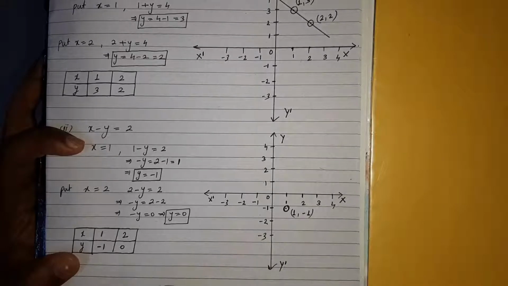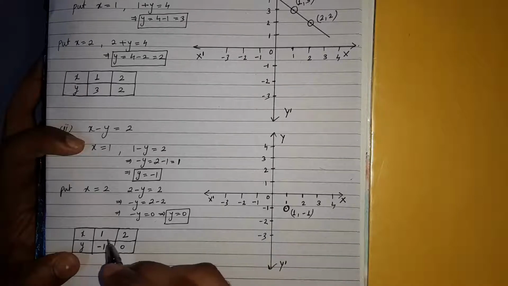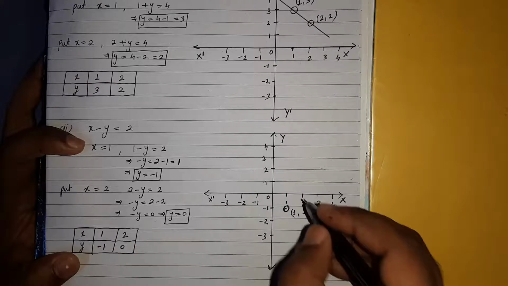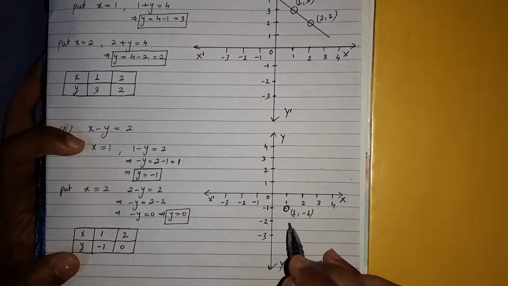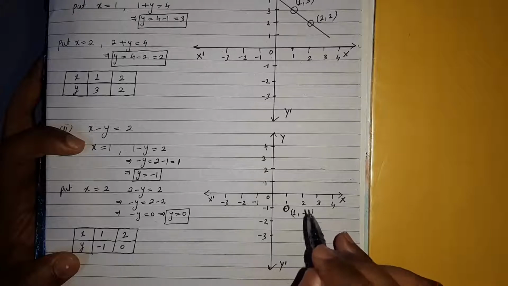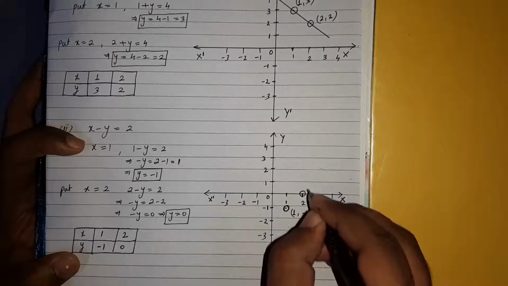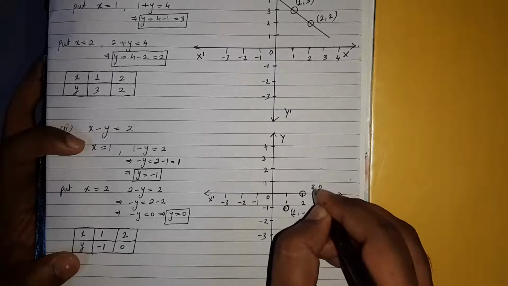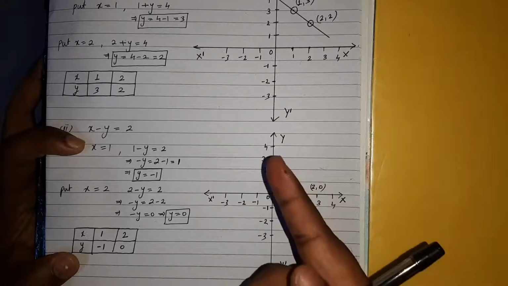The second solution is x is equal to 2 and y is equal to 0. So first we will go on x axis. So x is equal to 2 here, and we know that on x axis y is equal to 0. So the second point will be marked here, and the coordinate of this point is 2 comma 0. On x axis the value of y is 0 and on y axis the value of x is 0.